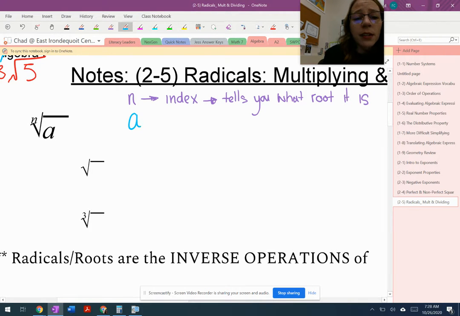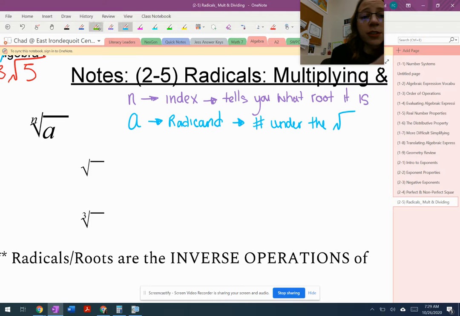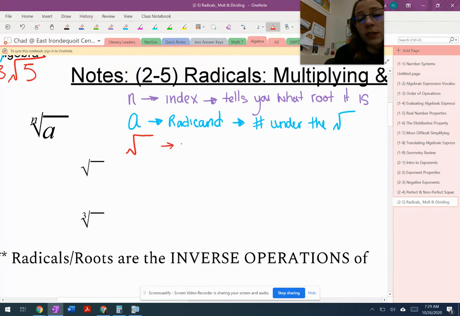The a, the piece under the radical, is what's called the radicand. The radicand, and that's just the number under the radical. And that swoop that I just so awesomely demonstrated for you is what's called the radical, or the root.